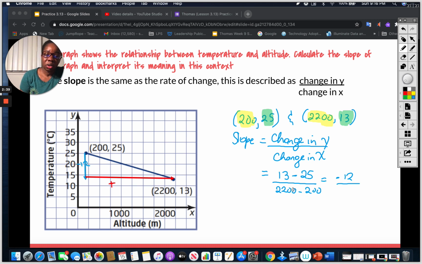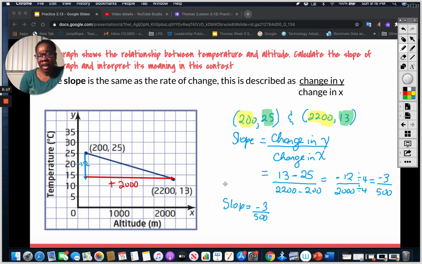And then if I take 200 from 2,200, I'm going to get a positive 2,000. So on my graph, this is a positive 2,000. Now that can be simplified by dividing top and bottom of your fraction by 4, which when simplified, that's going to give me a negative 3 over 500. And that's the simplest it can get. So I know the slope of this line is equal to negative 3 over 500.